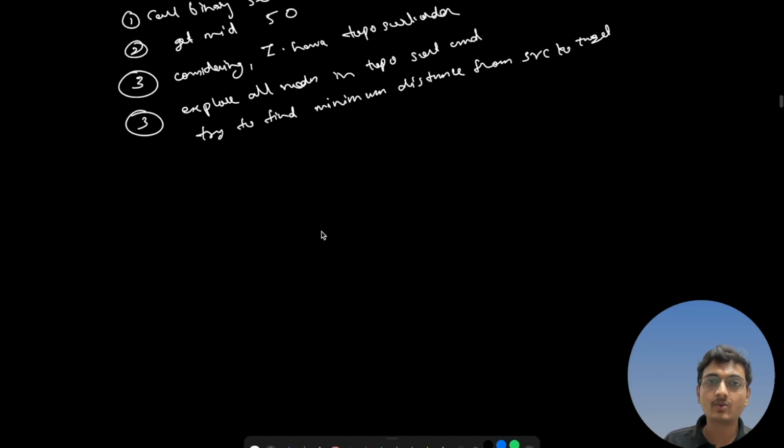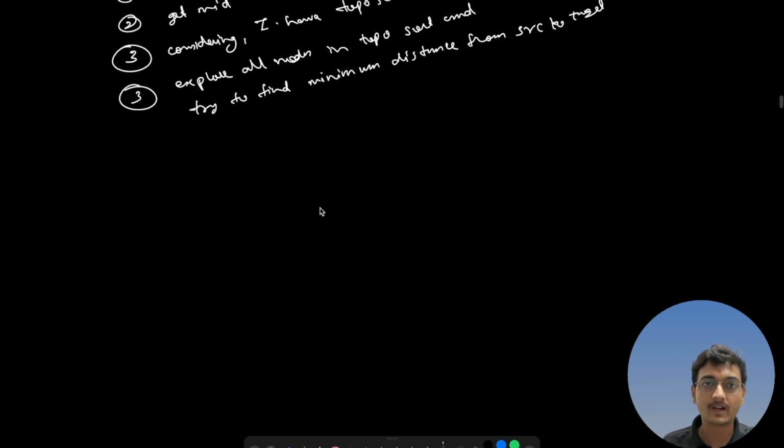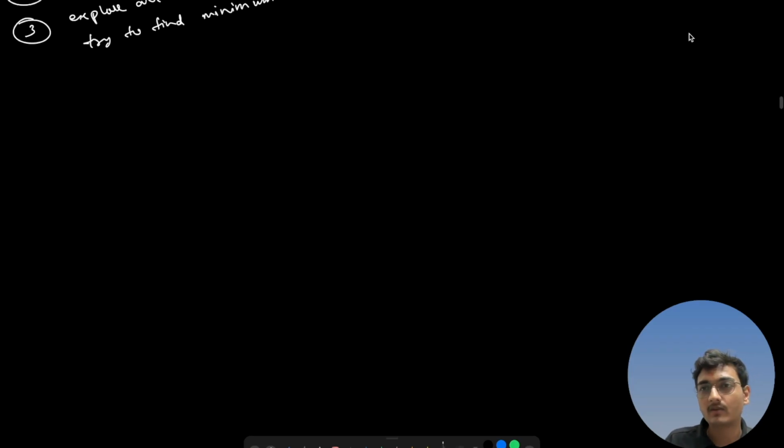So let's try to write some pseudocode on this. The pseudocode can be a little large, so let's quickly write it in a compact manner. Basically, typically we have to do only four things. First thing is create the adjacency list.